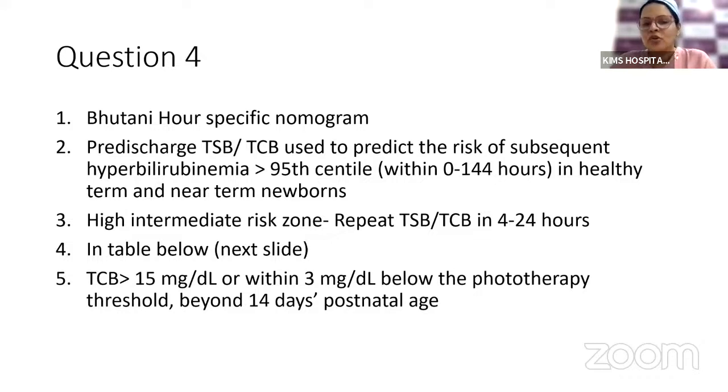The high intermediate risk zone, wherein this current index baby is falling in, will mandate a repeat bilirubin within 24 hours, ideally between 4 to 24 hours. Whereas if the baby falls in the high risk zone straight away, then it is better not to discharge the baby. It is better to observe the baby in the hospital because there is high risk of subsequent hyperbilirubinemia requiring phototherapy.